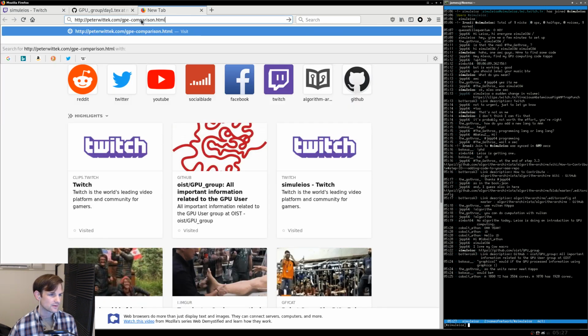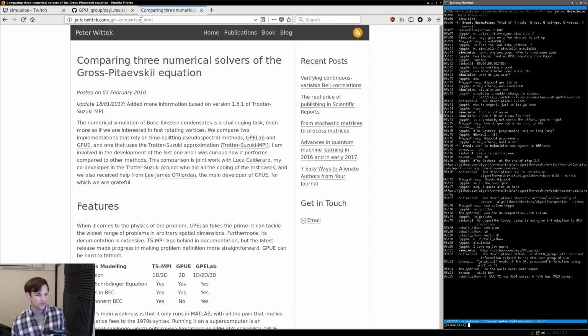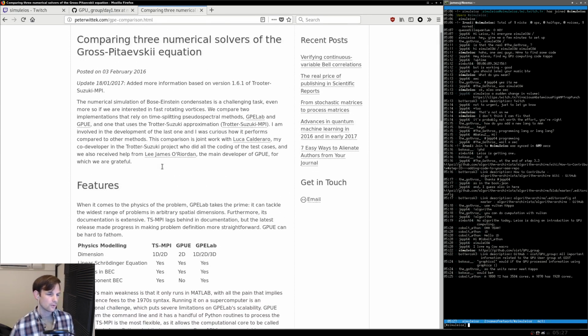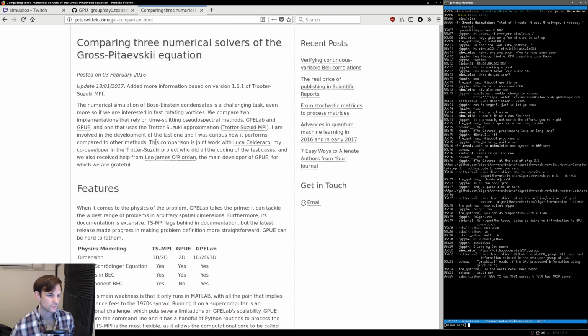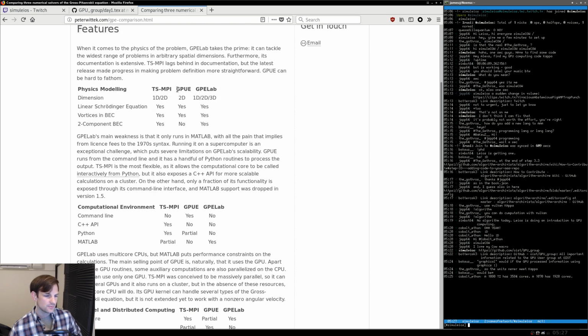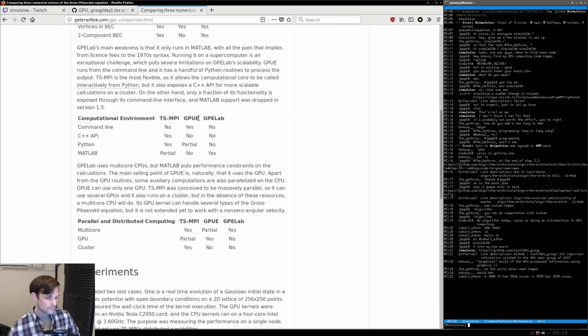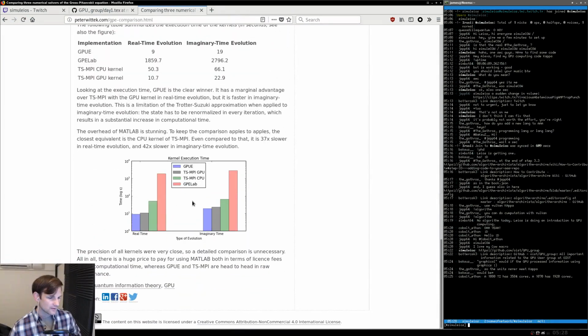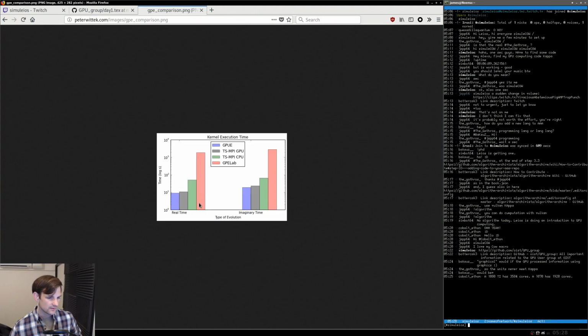Okay, so in our particular code base, the one that we use for everyday work, a while ago, in 2016, we had our code benchmarked versus other code in the area. So the Charter Suzuki MPI, GPUE, which is our code base, and GPE Lab, which is a CPU-based MATLAB implementation of our system. GPUE right now is way better than where it was back then, but that's okay. So what are we doing? We have the experiments, and then we have the actual results down here. Let's go ahead and view the image.